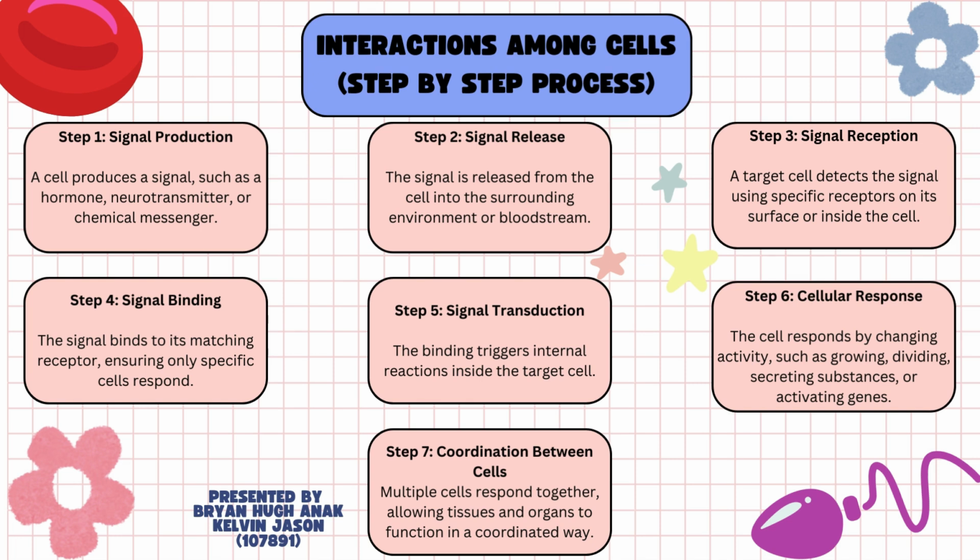Step 4. Signal binding. The signal binds to its matching receptor, ensuring only specific cells respond. Step 5. Signal transduction. The binding triggers internal reactions inside the target cell. Step 6. Cellular response. The cell responds by changing activity such as growing, dividing, secreting substances, or activating genes. And the last step, coordination between cells. Multiple cells respond together, allowing tissues and organs to function in a coordinated way.